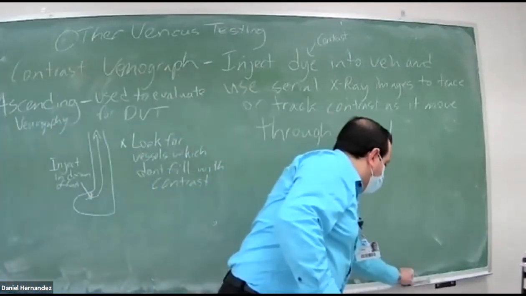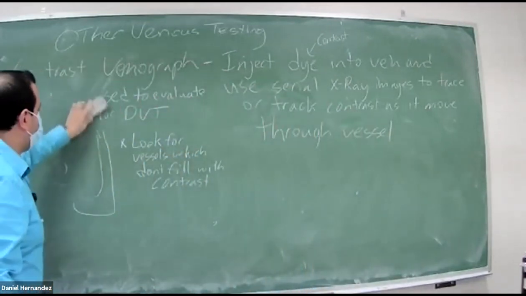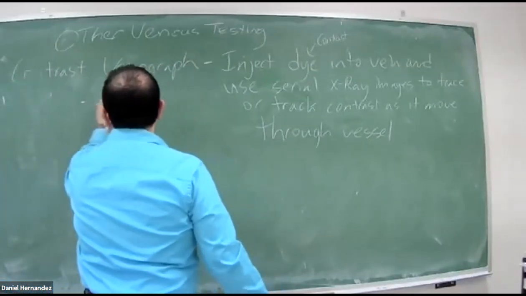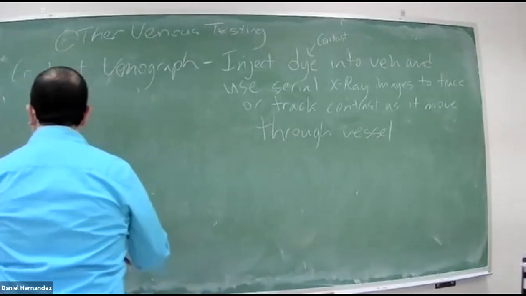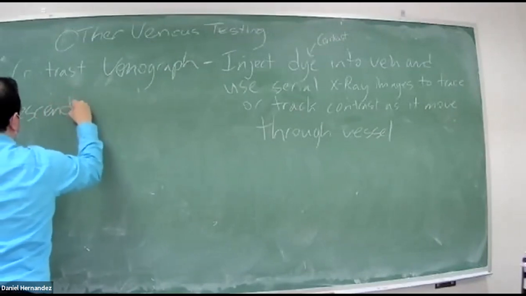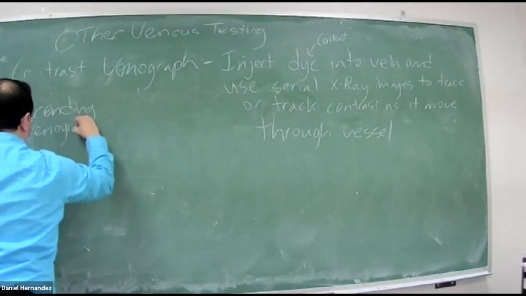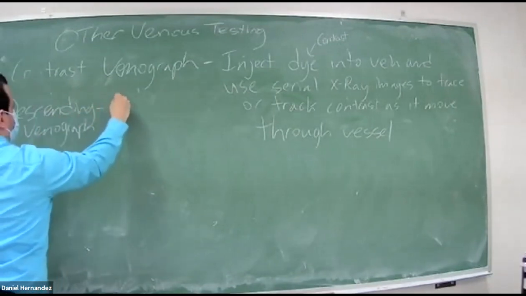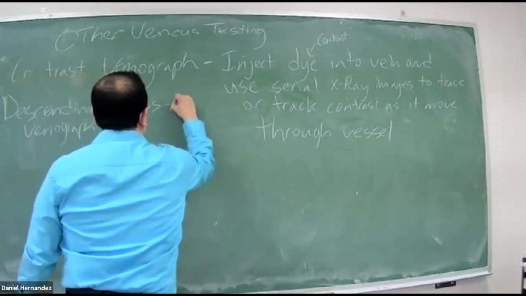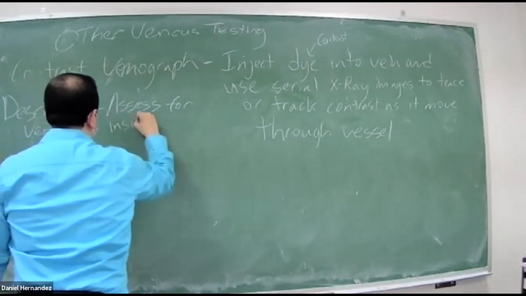And then the other one we have is descending venography. With descending venography, this is used to evaluate for insufficiency and reflux.